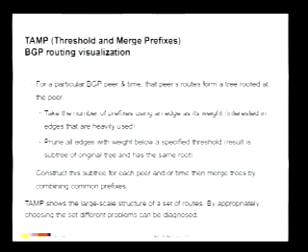TAMP stands for threshold and merge prefixes. Now, this is how it works. For a particular BGP peer and a specific time, that peer's routes form a tree rooted at that peer. The tree looks like this: the BGP peer as the root, the BGP next hops, the next hop AS, and then the rest of the AS path. We assign a weight to each edge in the tree as the number of unique prefixes that edge carries.